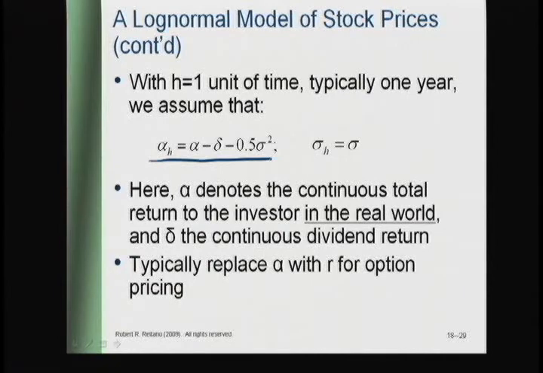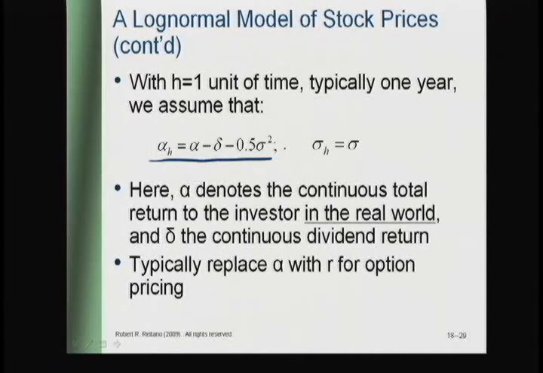Alpha is the total return to an investor in the stock. Delta is the continuous dividend return. So if you just look at alpha minus delta, we'll see in a moment, that's the continuous price return to the investor. And then we have what may appear to be a mysterious adjustment of minus a half sigma squared. We saw this adjustment in, I believe, chapter 11, where different binomial lattice models were introduced. And we'll see that in just a minute.